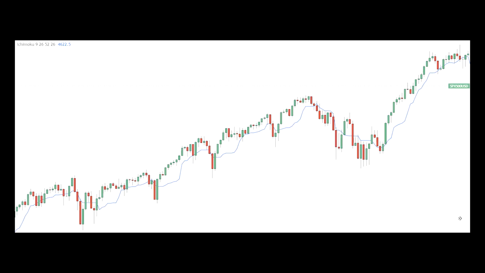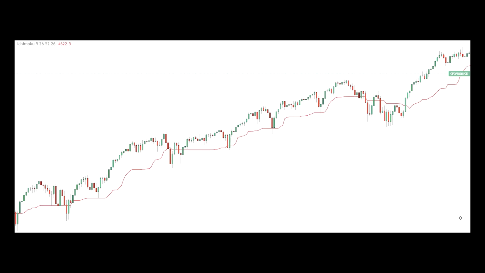separately. So the blue line is called the conversion line, which shows the 9-day moving average, and it's calculated by taking the average of the highs and the lows for the last 9 trading periods. Now, if the blue line is going up, then it means the price is trending up. If the blue line is going down, then it means the price is trending down. However, if the blue line is moving sideways or horizontally, then it means there is no price trend.